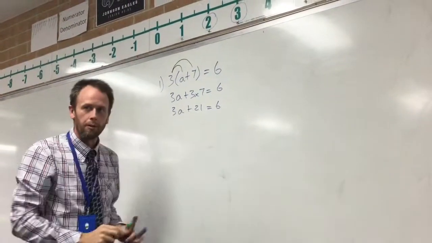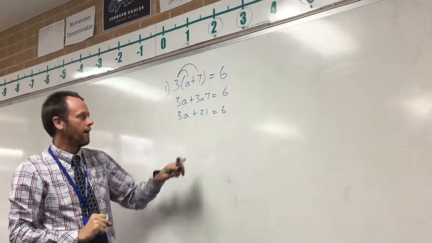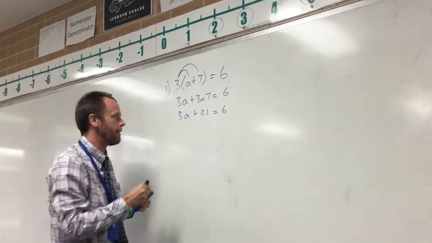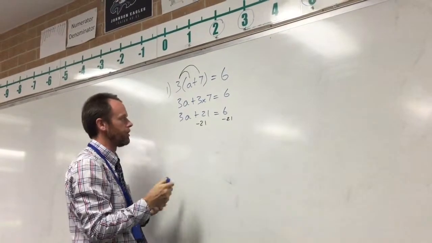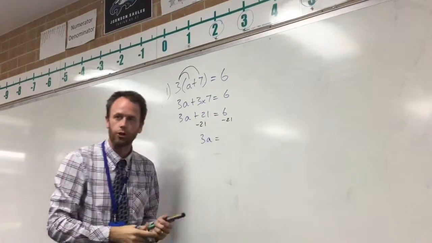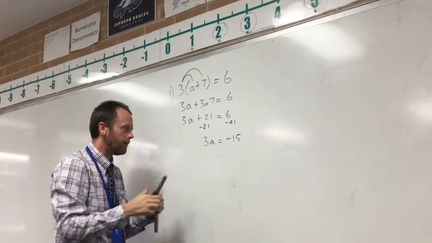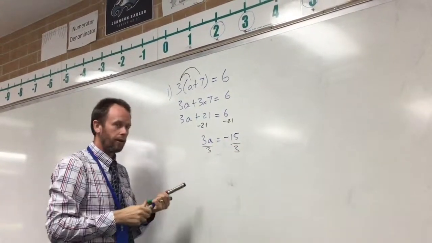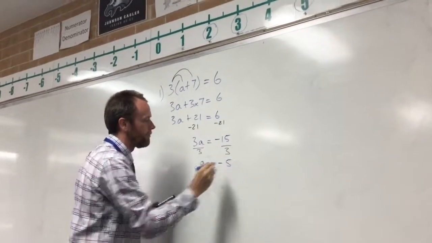When we look at this, we want to keep it balanced, so we need to do the same thing to both the left and the right-hand side. For this equation, the variable is already on the left, so we only have to deal with the numbers. To keep it balanced, I take 21 away from both sides. This means I end up with 3a is equal to 6 minus 21, which of course is minus 15. Now, I divide by 3 on both sides. Keeping it balanced, I then end up with a is equal to negative 5.